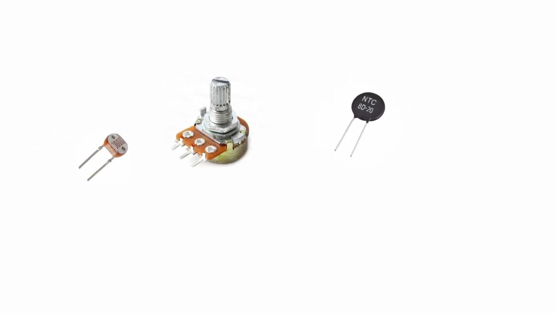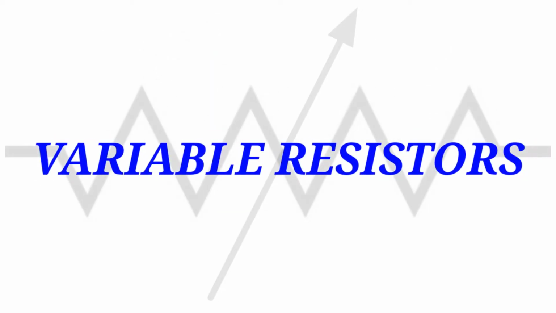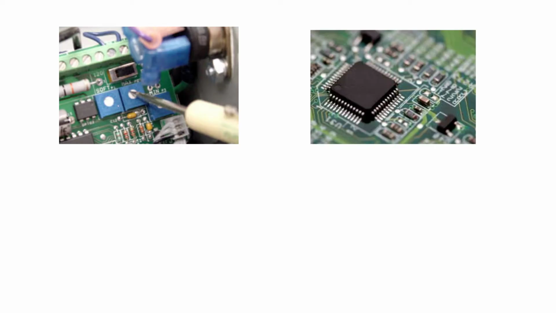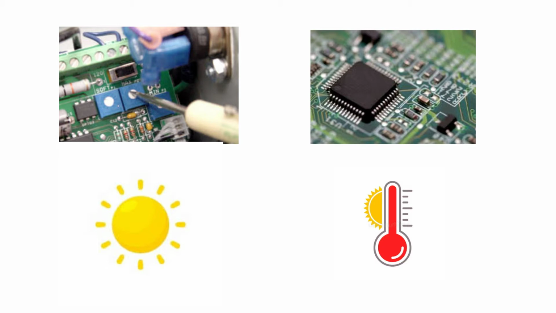But before that, let's first understand what variable resistors are. Variable resistors are electrical components whose electrical resistance can be adjusted either mechanically, digitally, or by other factors such as light and heat. So let's move on to our first type.